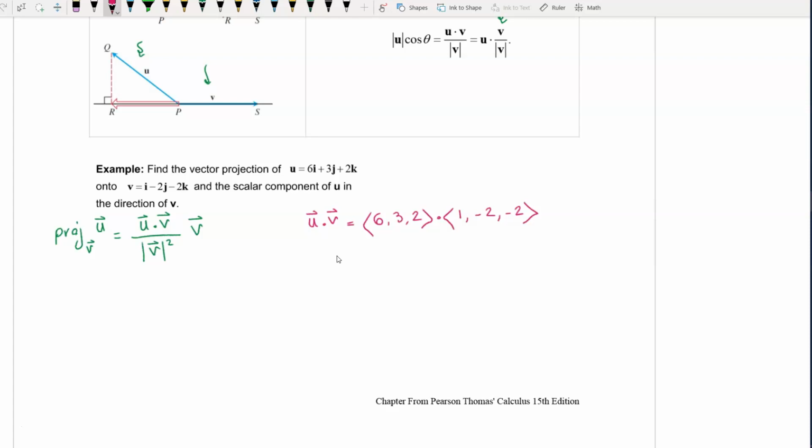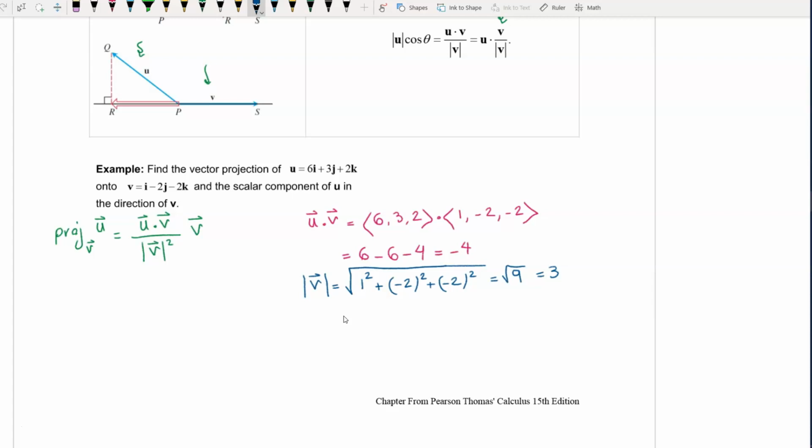Here we have 6 times 1 is 6, and 3 times negative 2 is negative 6, and 2 times negative 2 is negative 4. So this is equal to negative 4. And here the length of v is equal to the square root of 1 squared plus negative 2 squared plus negative 2 squared. So this is equal to the square root of 9, and that is equal to 3.